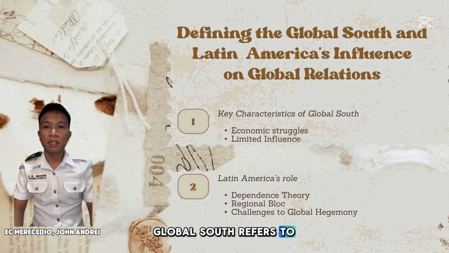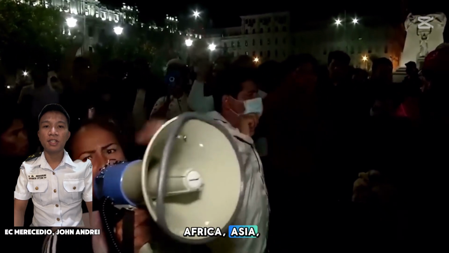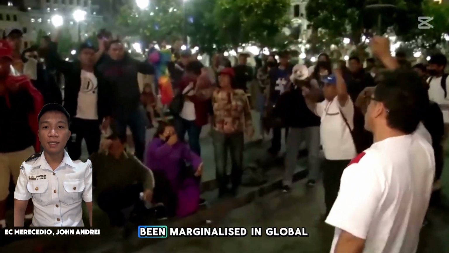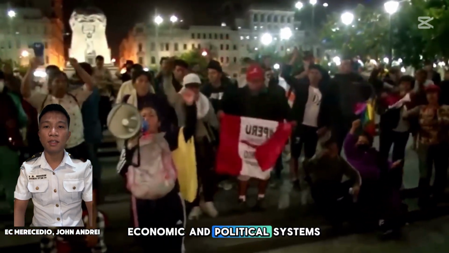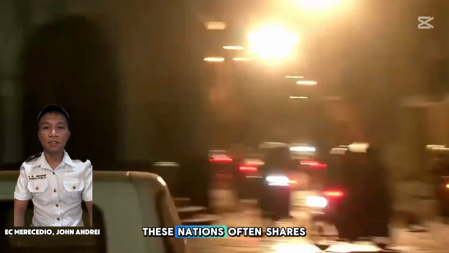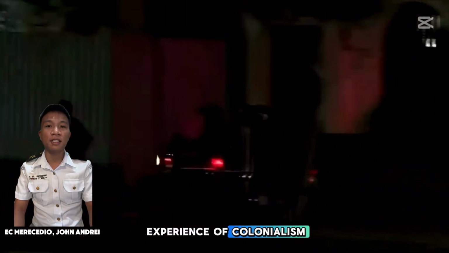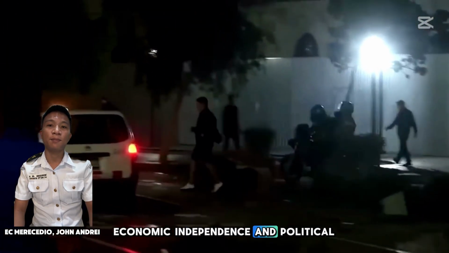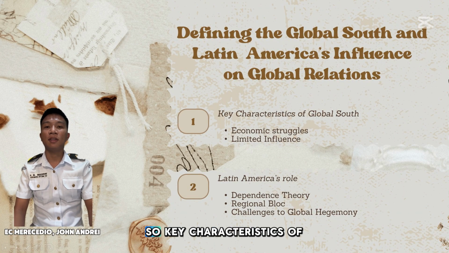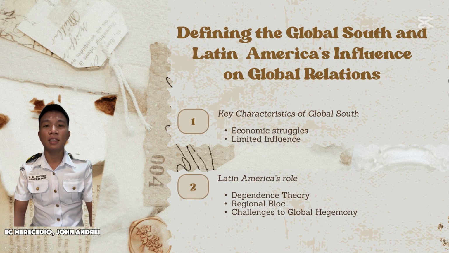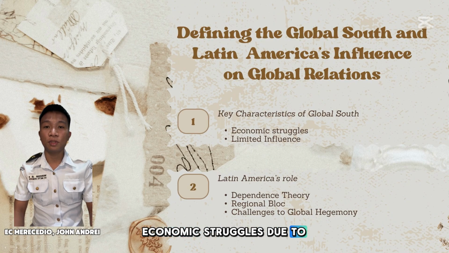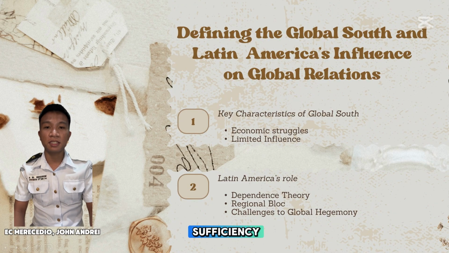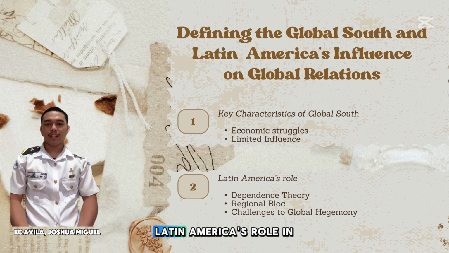Global South refers to nations in Latin America, Africa, Asia, and Oceania that have historically been marginalized in global economic and political systems. These nations often share experiences of colonialism, economic dependence, and political instability. So, key characteristics of the Global South: economic struggles due to historical exploitation, limited influence in global decision-making, and efforts towards self-sufficiency and regional cooperation.